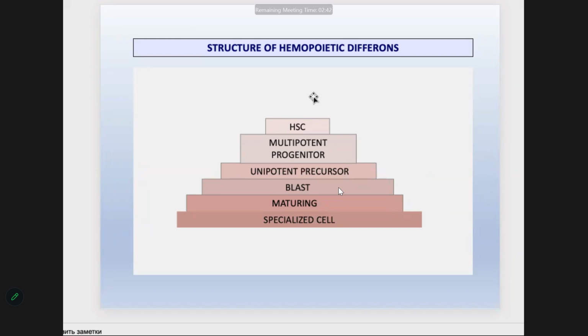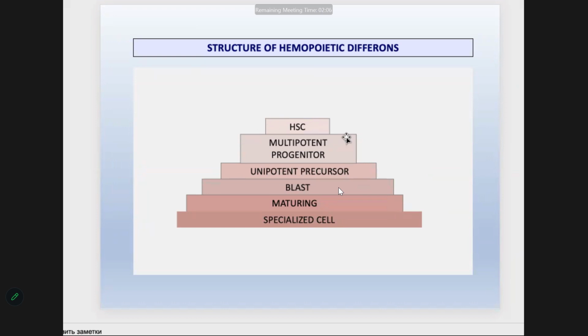The hemopoietic differon includes 6 classes of cells. The first class is named hemopoietic stem cell. These are the precursors of formed elements, which can differentiate into any formed element of the blood. These cells are named pluripotential. Pluripotential cells can transform into any formed elements of the blood.